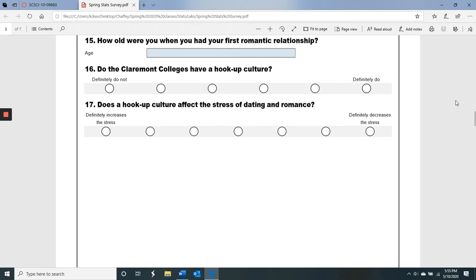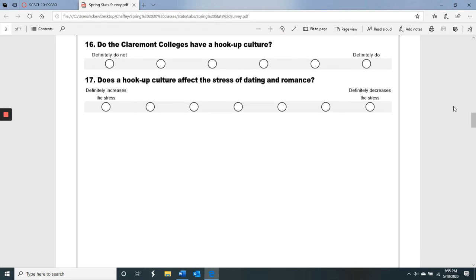15, so how old were you? I would say that this is interval. So it's age, those are equal intervals. I'm saying it's not ratio because 0 is not a possible outcome here. So you can't be in a relationship when you don't exist. So approximates interval. Oh, not even approximates, it's interval.